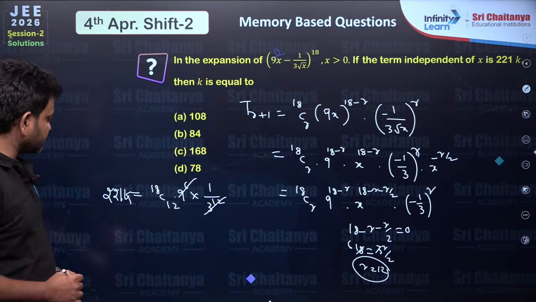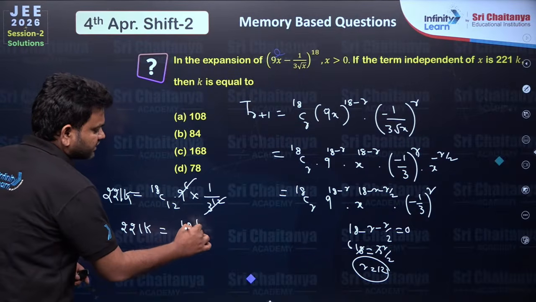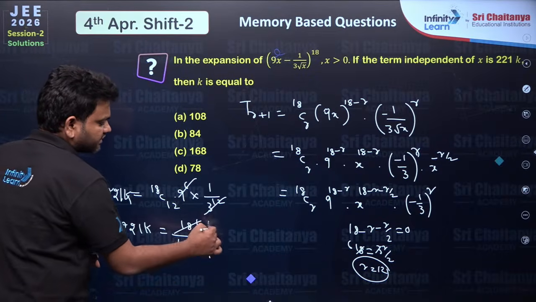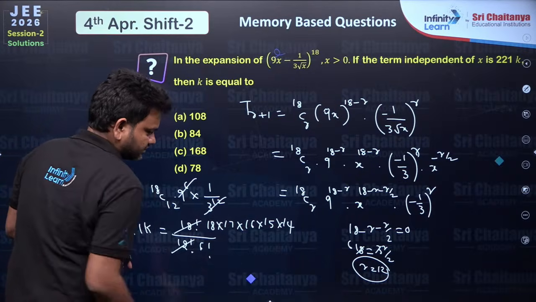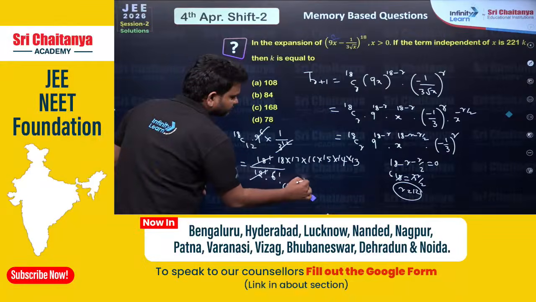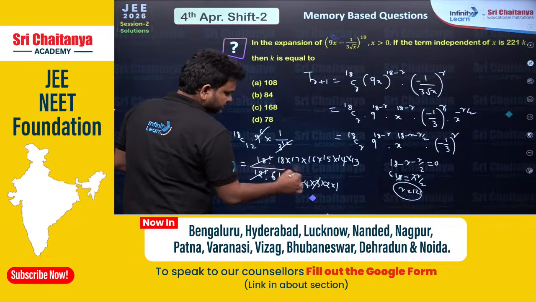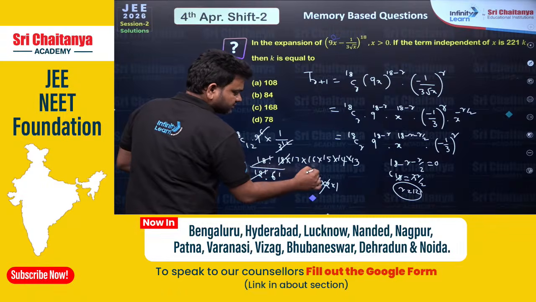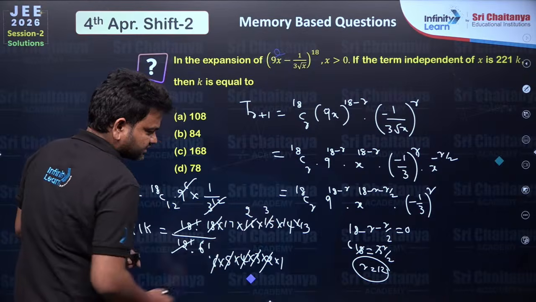Now I just have to write 221 times k is equal to 18 factorial divided by 12 factorial into 6 factorial. Just try to simplify this. You have here 18, 17, 16, 15, 14 and 13, and for this you have 6 into 5 into 4 into 3 into 2 into 1. So 6 and 3, 18 we can cancel, and the 2s are getting cancelled, here you are going to get 2, and 5 and 5 you can cancel here.